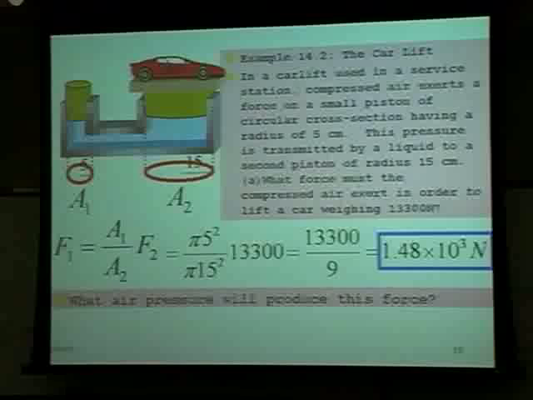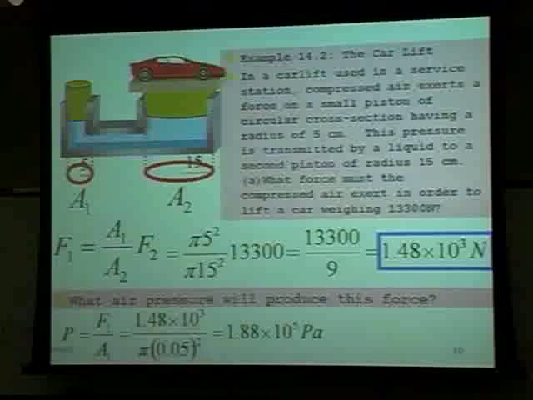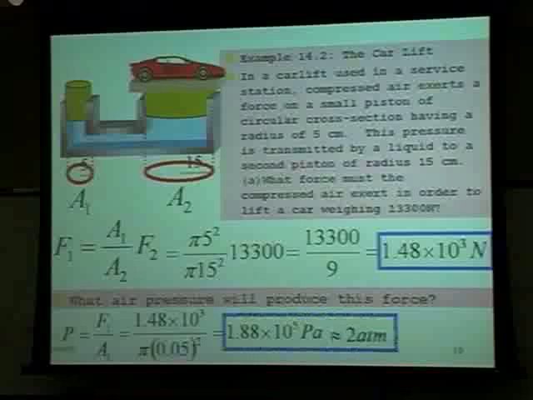What air pressure will produce this force? Pressure is force per area. So that force, 1.48 times 10 to the 3 newtons, over the actual area of that piston, pi times 0.05 meters squared, needs a pressure of 1.88 times 10 to the 5 pascals. And 1 times 10 to the 5 pascals is about 1 atmosphere. So 1.88 times 10 to the 5 pascals is approximately 2 atmospheres of compressed air pressure.